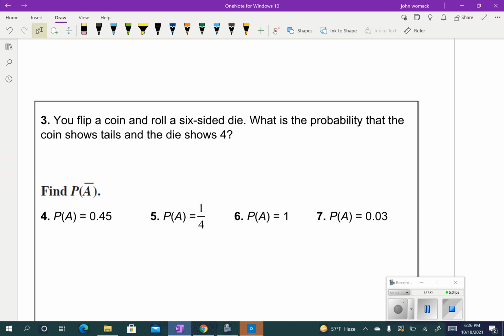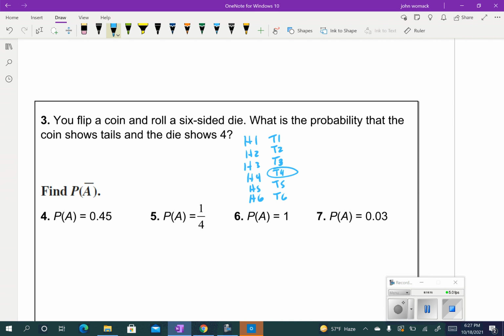So we did this up above, but you could get a heads and a 1, a heads and a 2, a heads and a 3, heads 4, heads 5, heads 6, or tails 1, tails 2, tails 3, tails 4, tails 5, tails 6. So what's the probability the coin shows tails and the die shows 4? Well, how many of those are in there? Let's see. A tails 4, there's only one, right there.